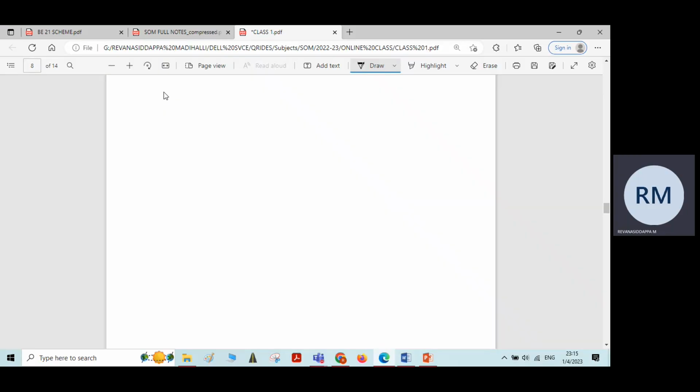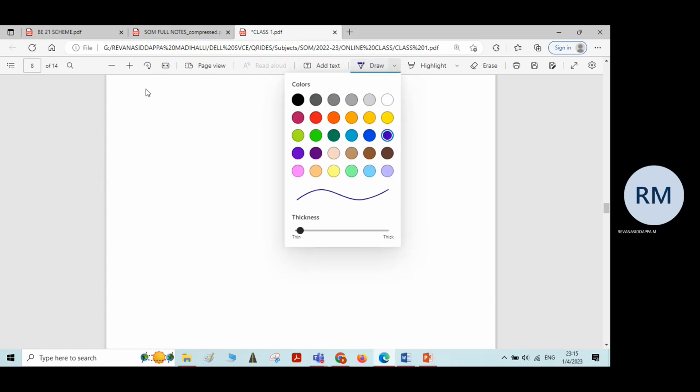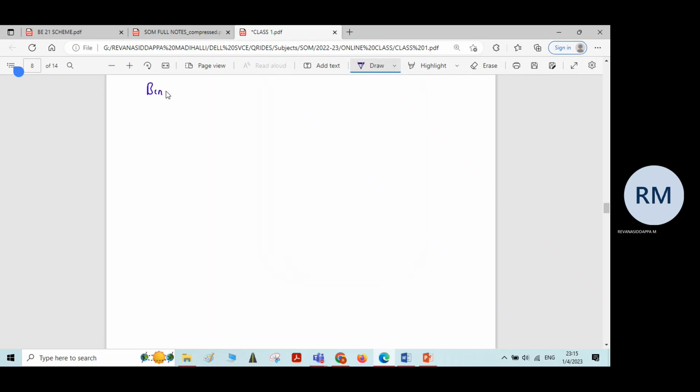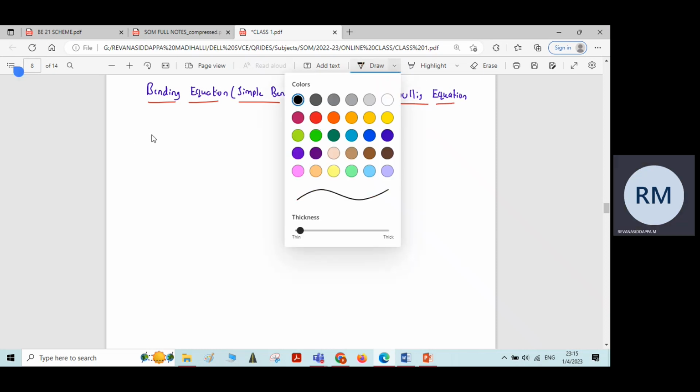Equation or the Bernoulli's equation. Sometimes it is also called as simple bending equation, or Bernoulli's equation. So to derive the equation, let us consider a beam.